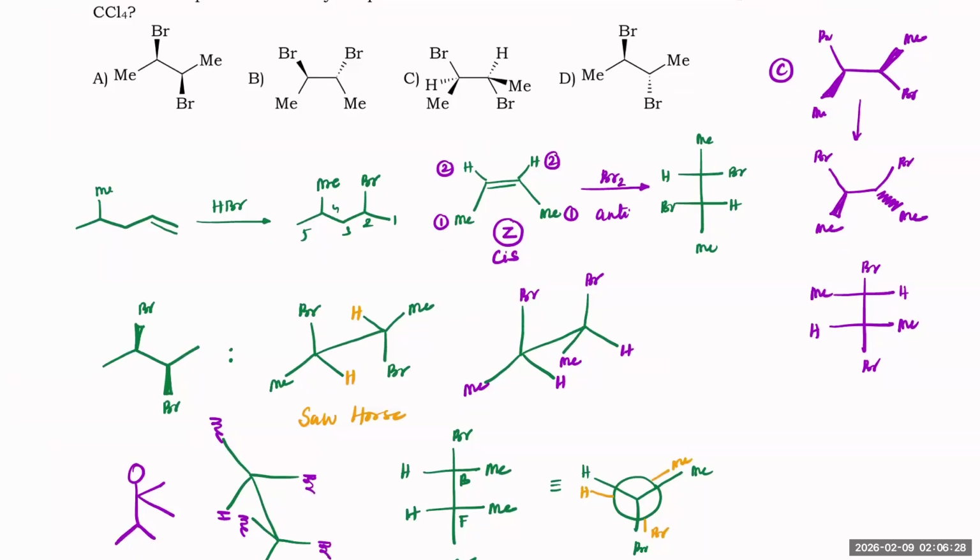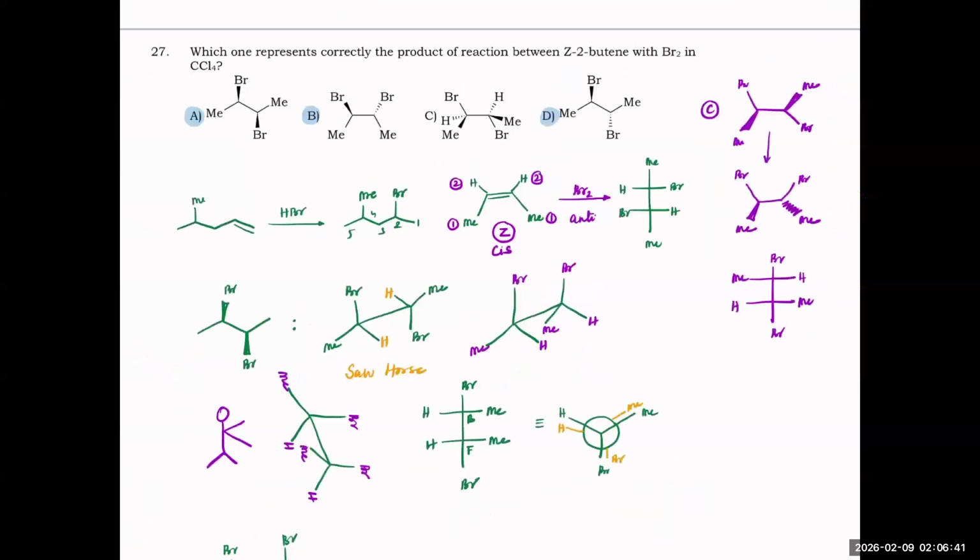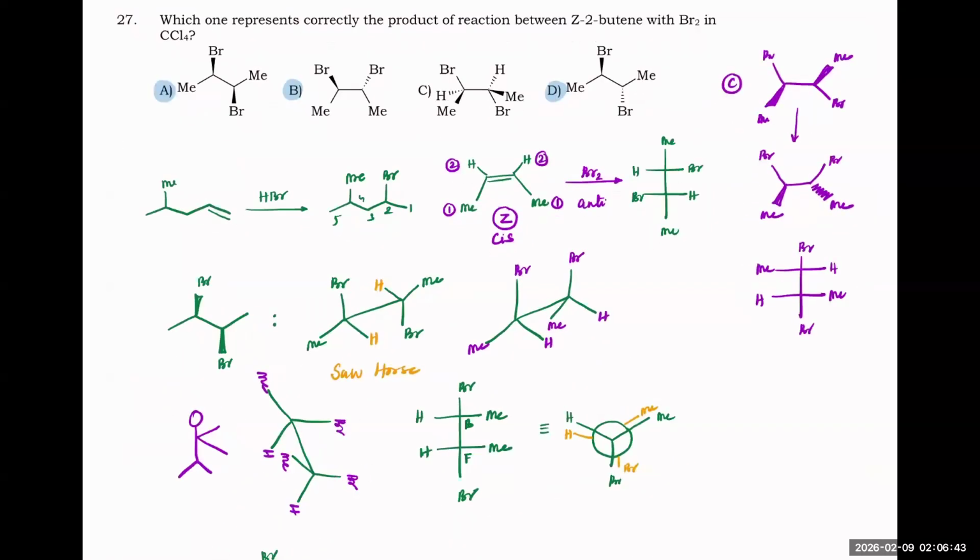Option D, in case you rotate it, again, it will be the same as this one, A. So A, B, D are the same kind of molecules, but different forms of representation. Please go through it. Any doubt, you can ask me now.